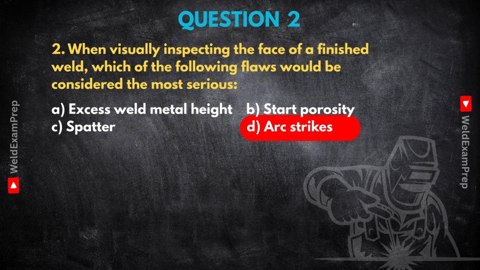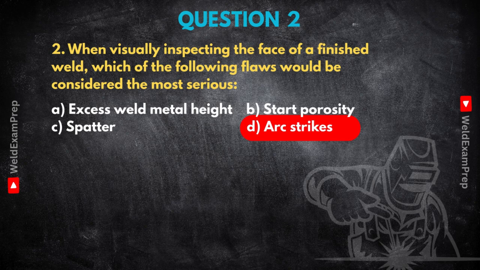Okay. Then start porosity. This is just localized gas pockets, usually right at the very beginning of a weld run. Now, porosity in general isn't great, but start porosity is often isolated. And it usually happens in a spot that's going to be welded over again or maybe even cut off. I see. So if it's minimal and localized, its impact on the overall structural integrity is often pretty low. It's a volumetric flaw, yes, but its limited extent usually makes it less critical than, say, other types of porosity or more dangerous surface flaws like cracks.